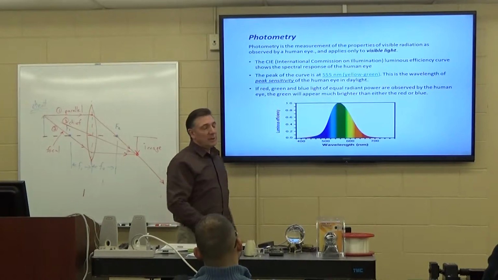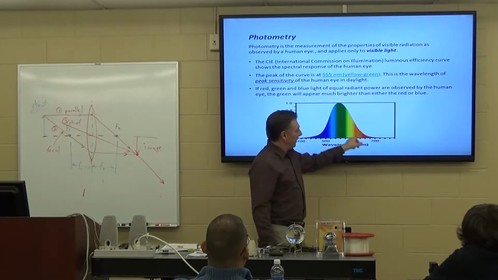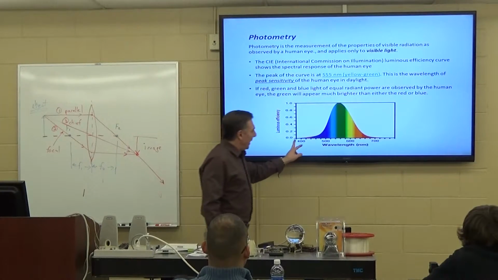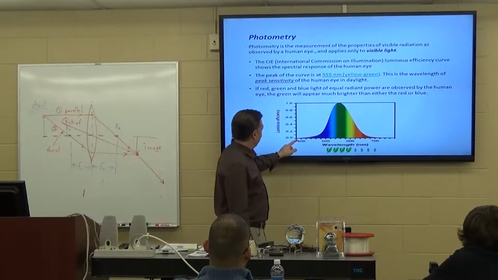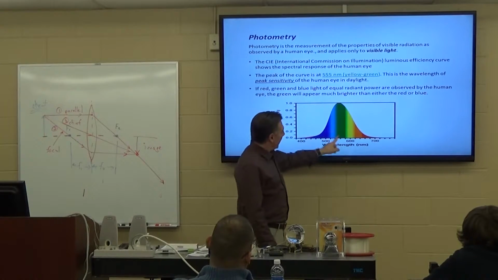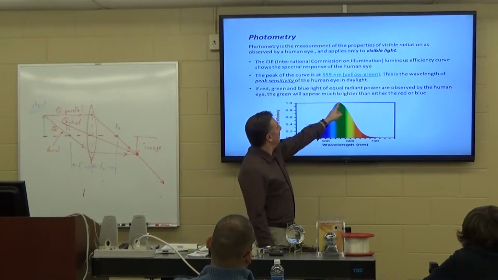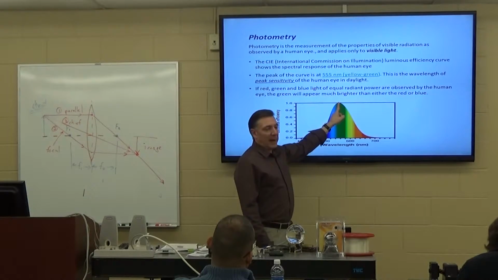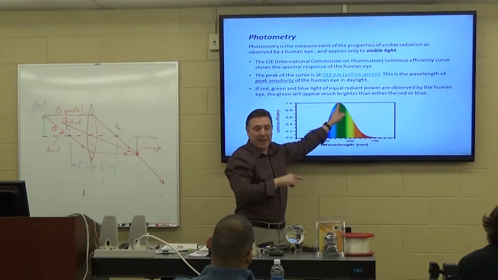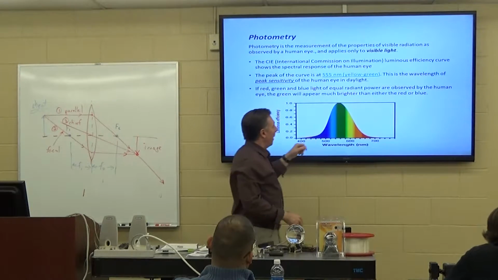But they have something called the luminous efficiency curve, and the luminous efficiency curve basically maps out the spectral sensitivity of the human eye. If you notice, we have wavelength on the horizontal axis and luminous efficiency on the vertical axis. What this shows is that the human eye is most sensitive to the green part of the spectrum, and this is basically normalized. When we say normalized, we take the maximum value and divide every other value by it, so that the maximum value is 1, and everything else is a fraction of that.